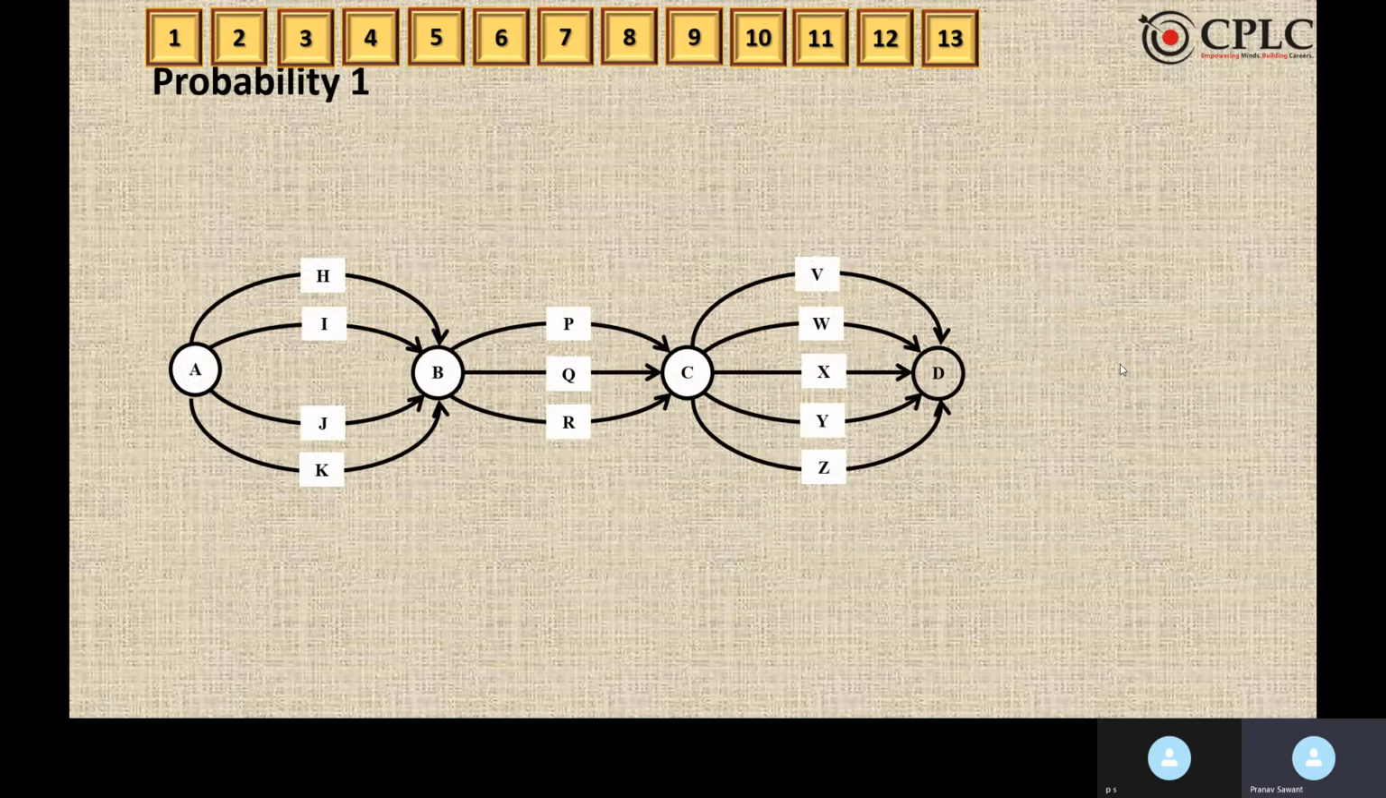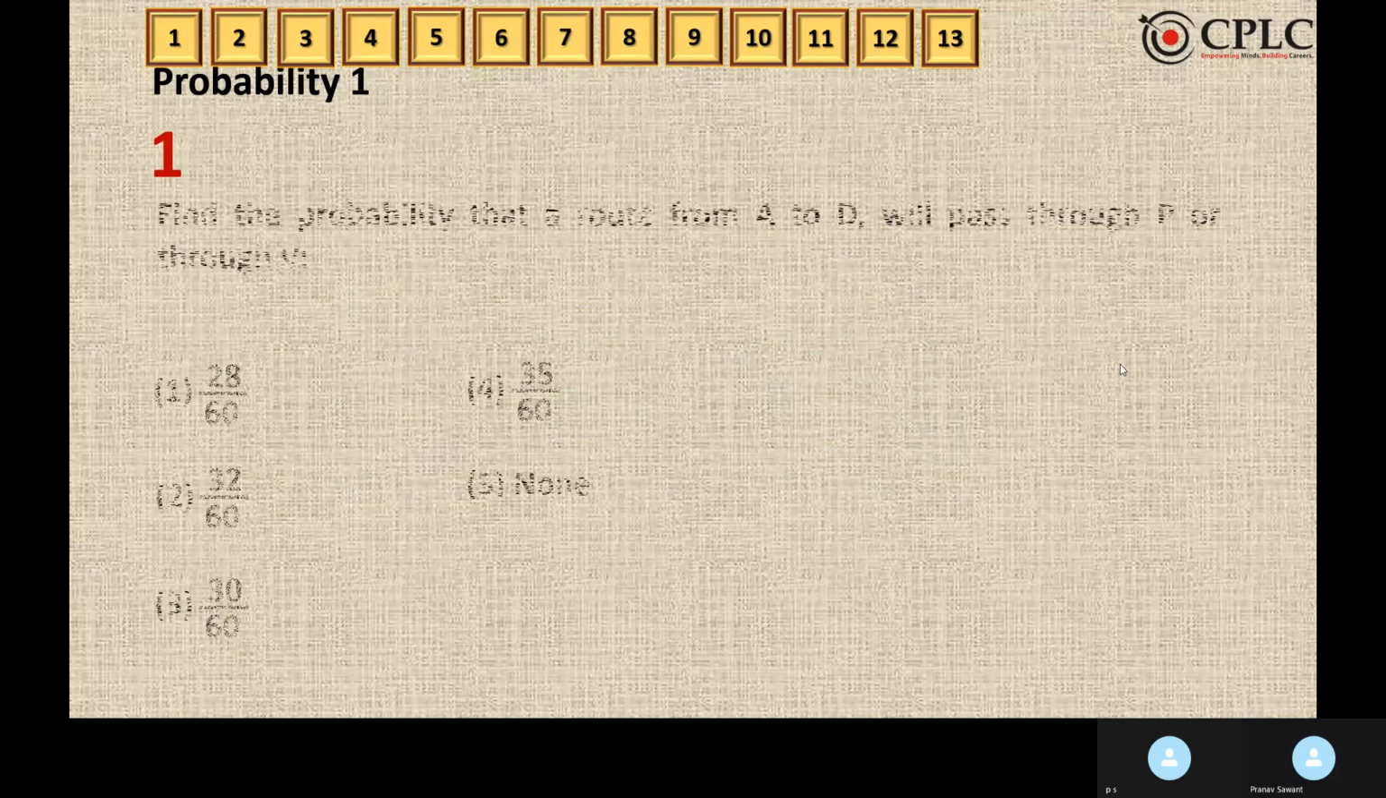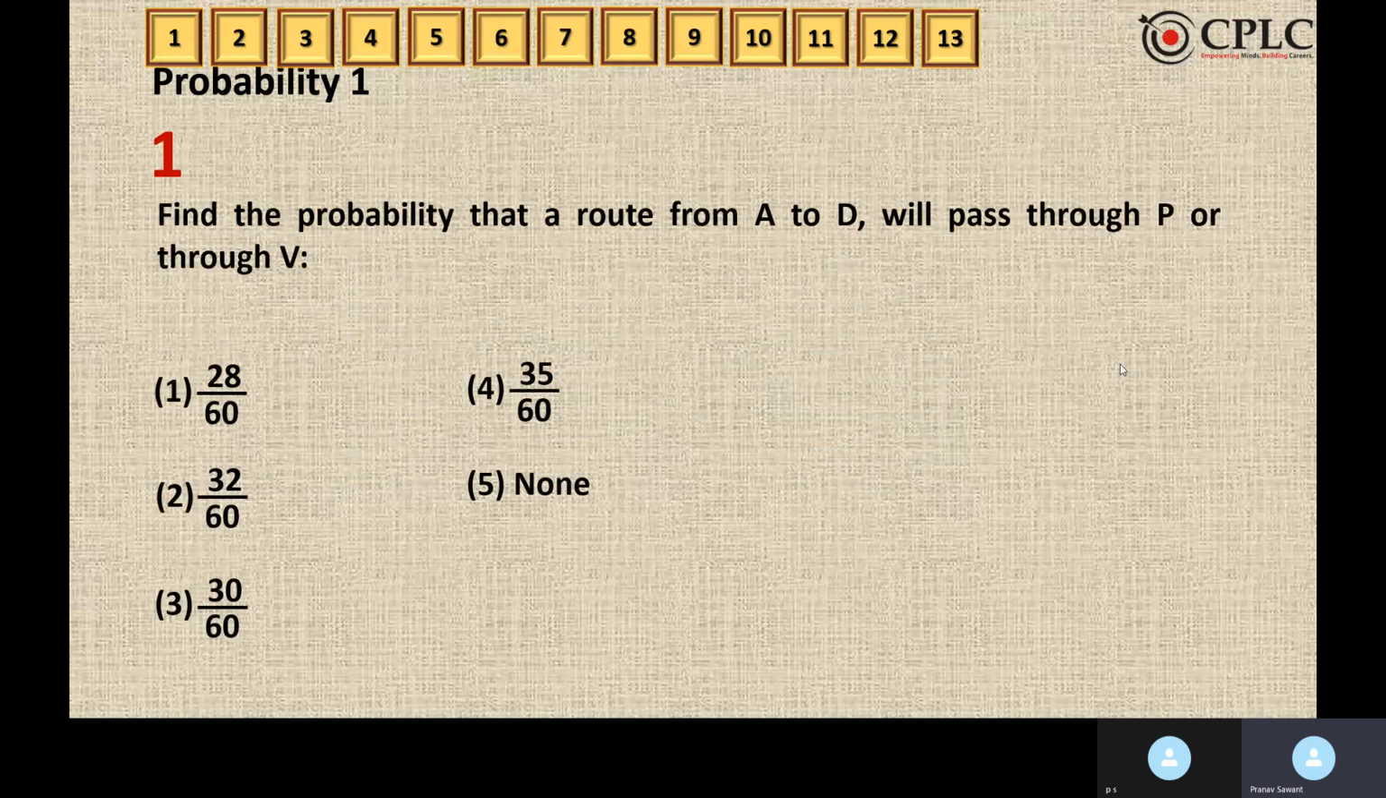Now over here there are 4 cities given to us. So A, B, C and D are the 4 cities that we have. H, I, J, K, P, Q, R, V, W, X, Y, Z are the routes connecting these cities. The first question says find the probability that a route from A to D will pass through P or through V.